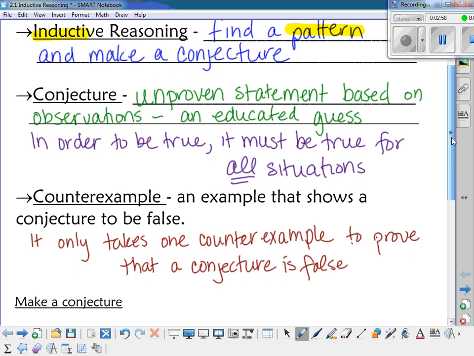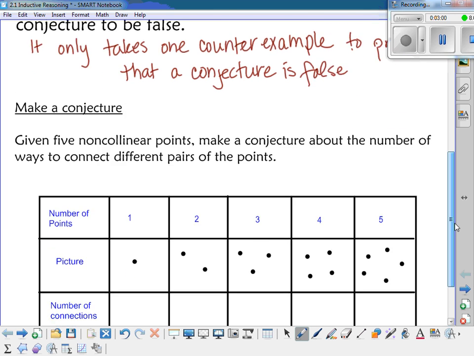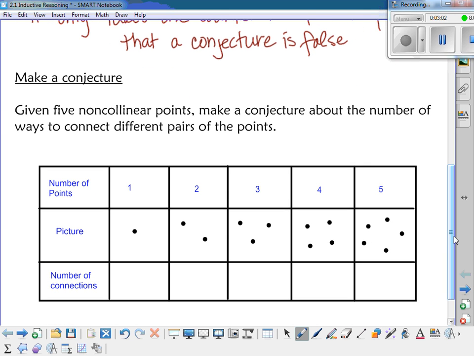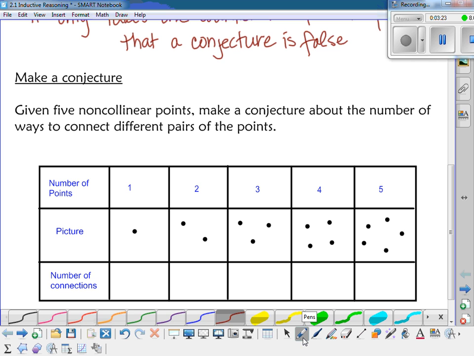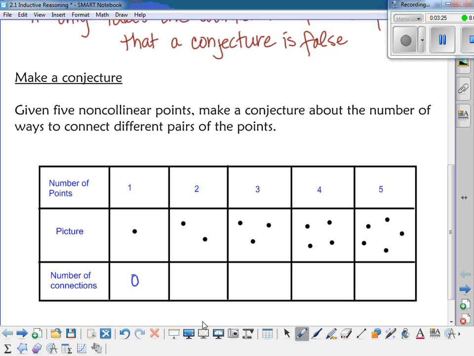So if we go down here, we've got an example where we're going to be looking at patterns and we're going to make a conjecture. We're given 5 non-collinear points and we're going to make a conjecture about the number of ways to connect the different pairs of points. So we're going to see if there's a pattern as we increase the number of points. First we have 1 point, and that point's not connected to anything. So there are 0 connections.